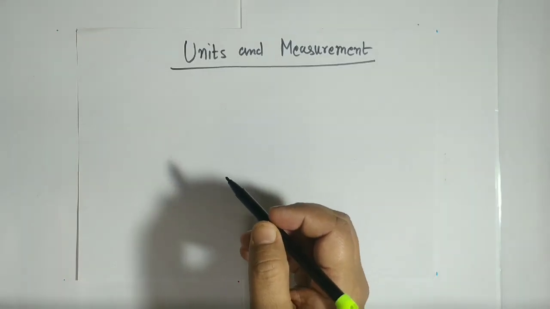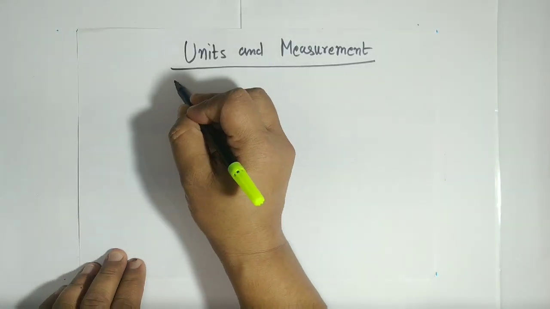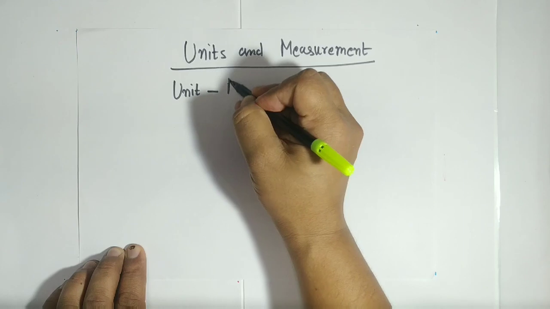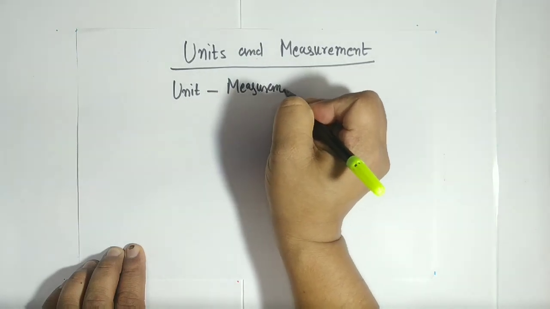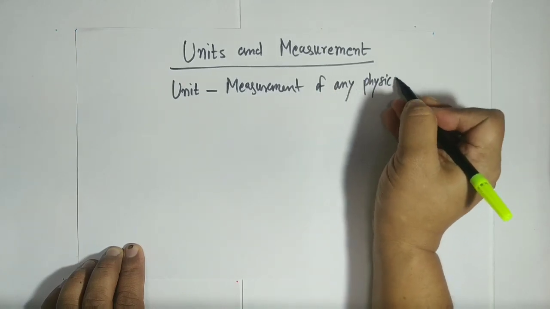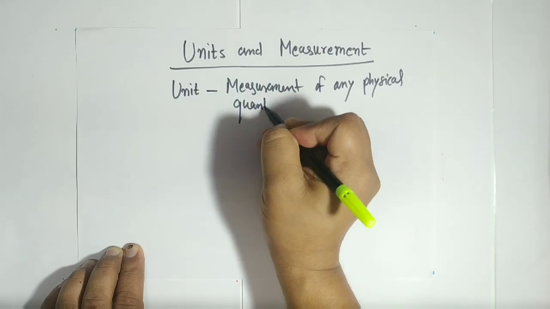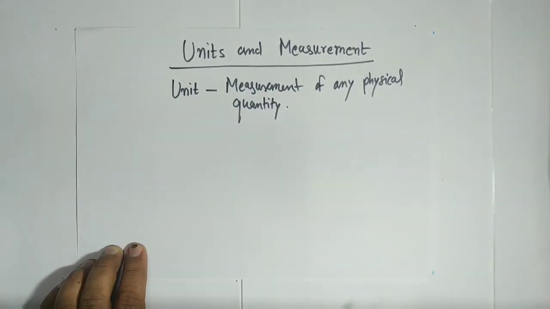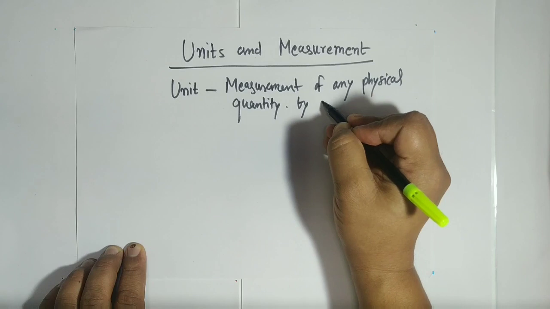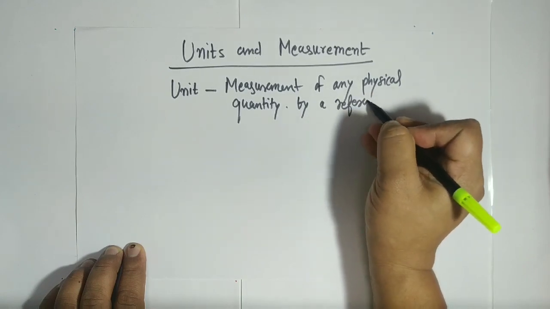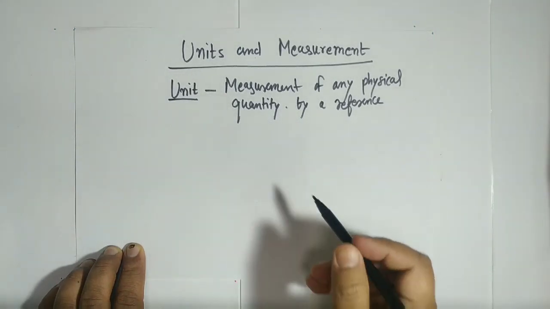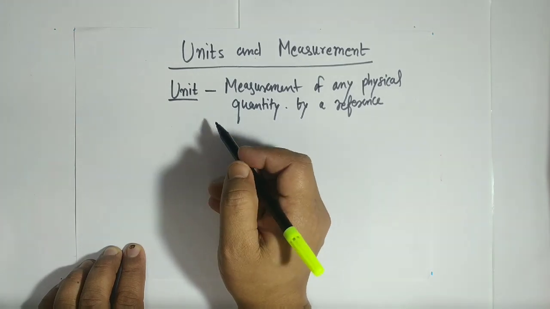Now the first thing that comes is, what is a unit? Now unit is actually the measurement of any physical quantity. It is the measurement of any physical quantity. When you measure any physical quantity, you measure it by a reference, and that standard reference is known as what? Unit. So this is actually how we define a unit.